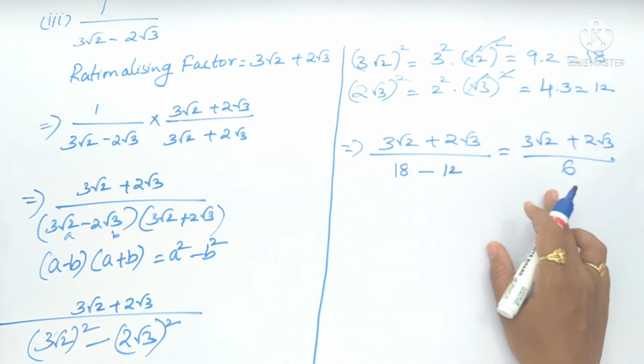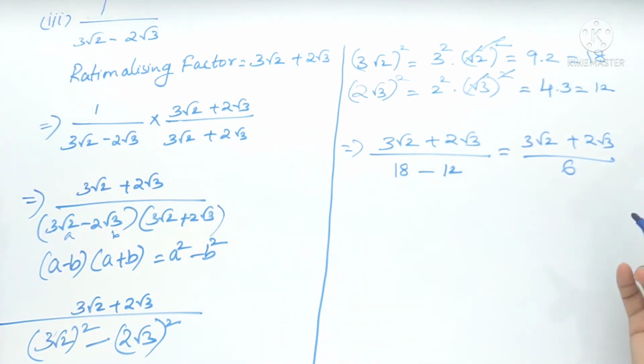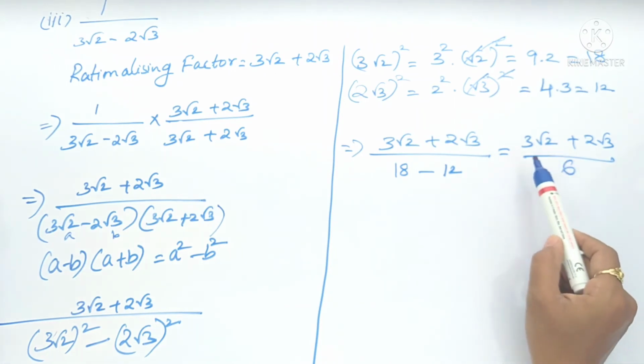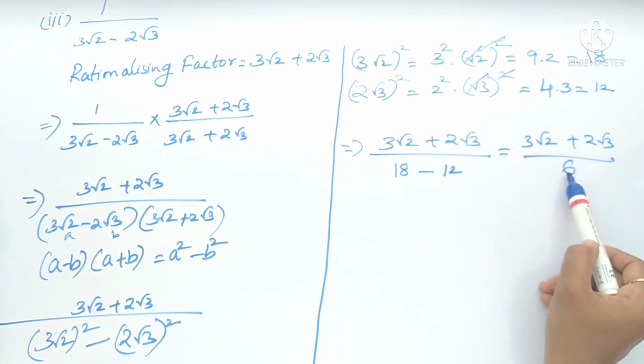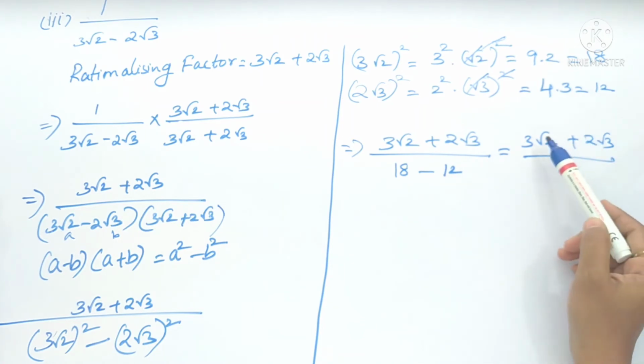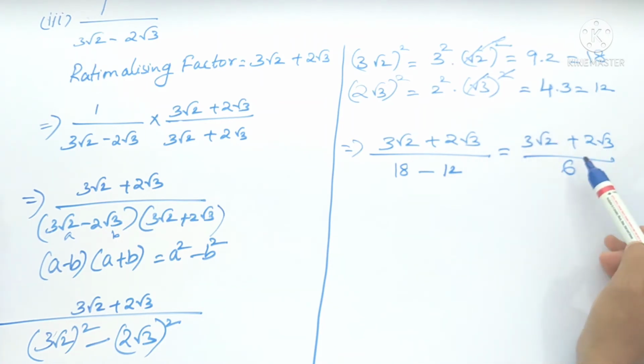So we cannot do further steps. We cannot simplify this further. So 3 root 2 plus 2 root 3 by 6 is the answer. Okay. Don't cancel 3 with 1s, 3 with 2s or 2 with 1s, 2 with 3s. Okay. So this is our final answer.